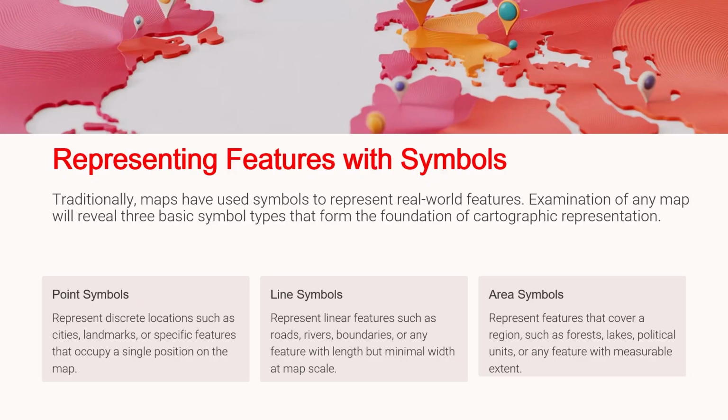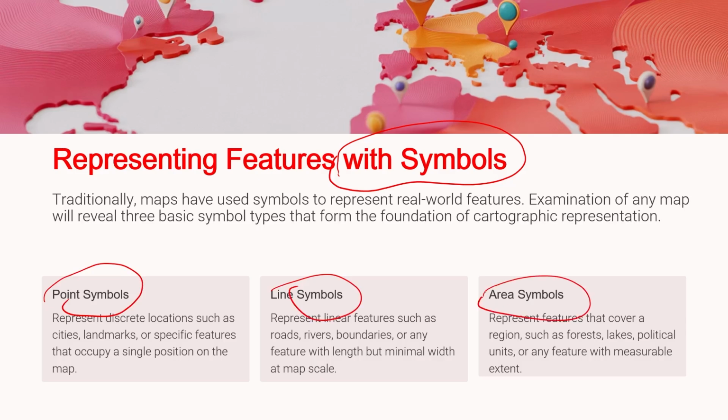The another one is representing features with symbols. So, how are we going to select features? And here if you see, point symbols, line symbols, area symbols, we have 3 types of symbols.